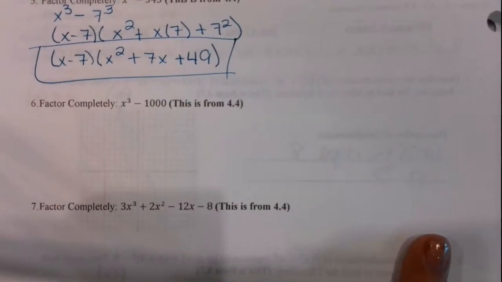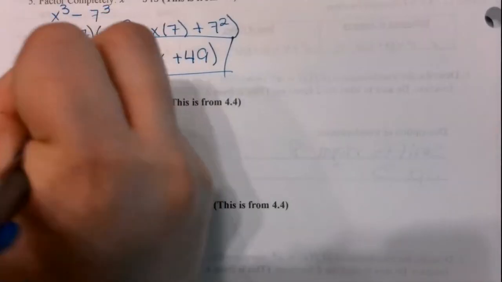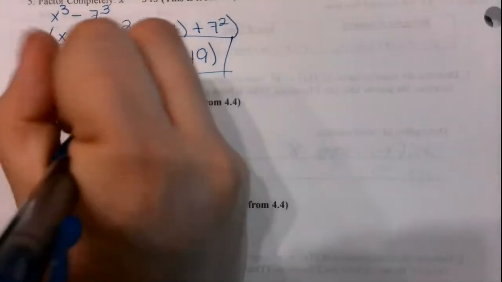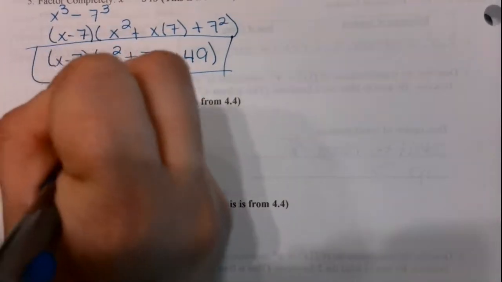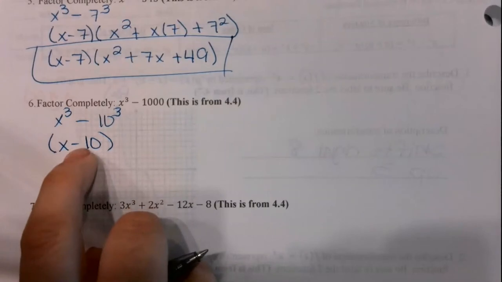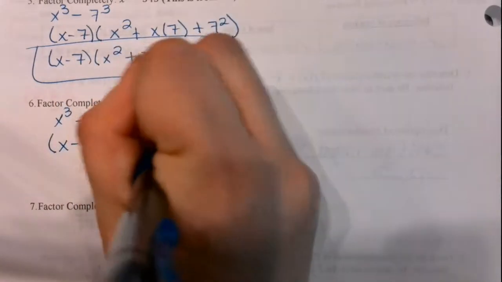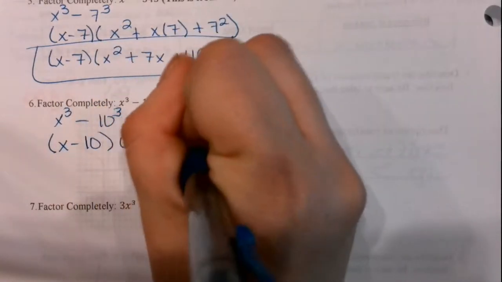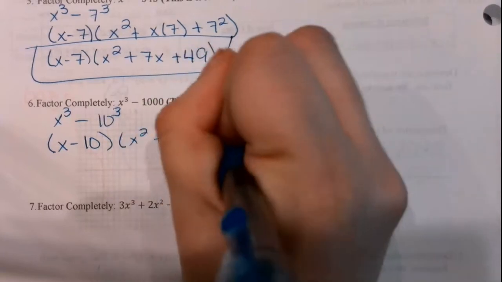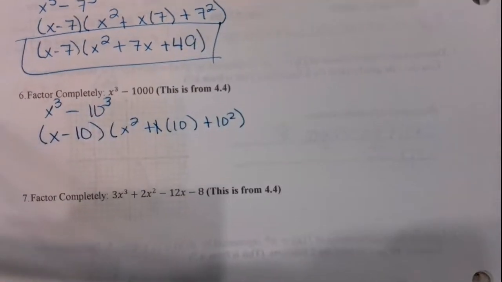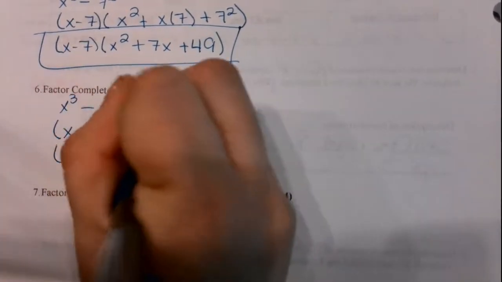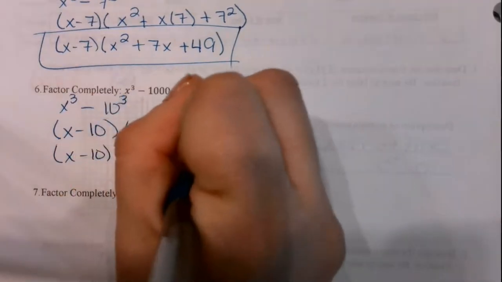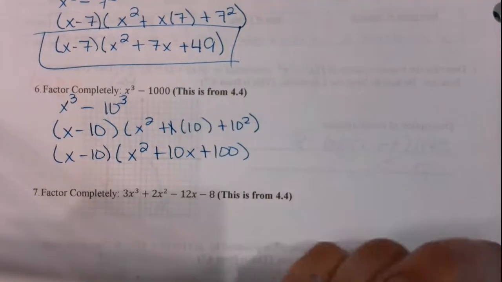Okay. Number 6 works the same way. So I have x cubed. Cube root of 1,000 is 10. Minus 10 cubed. So I plug this in the formula. I'm going to have x minus 10. Notice, if this has a minus, this will also have a minus. These two pieces always have the same sign. And it's going to be x squared plus x times 10 plus 10 squared. Then I want to simplify. So I'm going to have x minus 10 times x squared plus 10x plus 100.